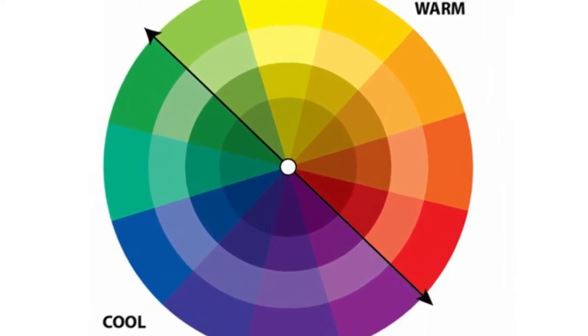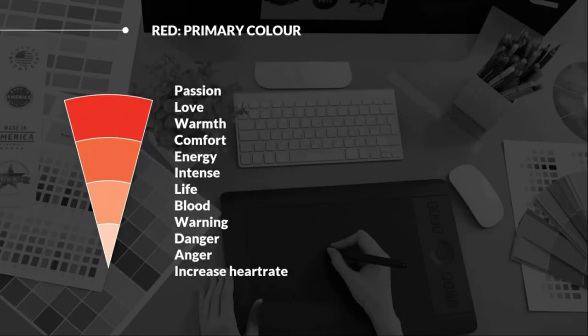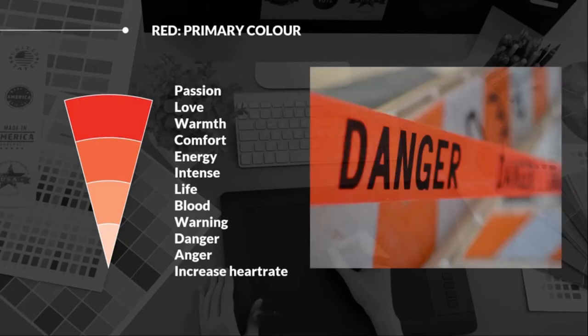Let's look at these colors individually by starting with the color red. Red being a primary color can convey a sense of love, passion, warmth, comfort, energy, intense life, blood, warning, danger, anger, and it increases hatred. Understanding the use of colors in different cultures is also an important topic to consider when choosing a color for a particular culture. Red in some East cultures symbolizes fortune and prosperity. Red also symbolizes revolution and political movement. When it comes to branding, red means strength, confidence, and power. In design terms, it means danger.